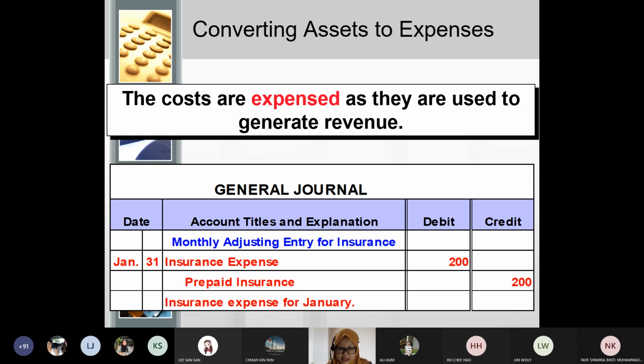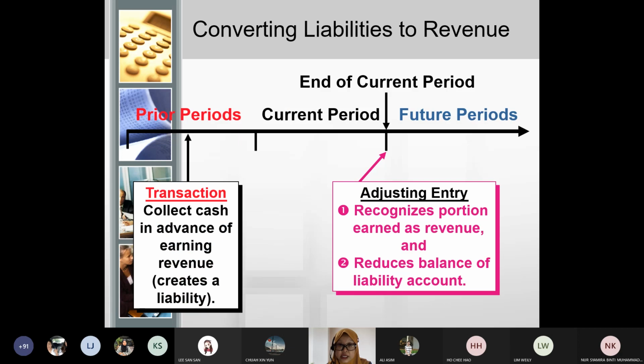Now, let's see the second situation. Here we convert liabilities to revenue. Liabilities here means that we collect cash in advance, but the revenue has not been earned yet. So we have unearned revenue. We receive cash in advance, but we haven't delivered the goods or services. So it's a liability, and at the end of the year we have to make the adjusting entry.